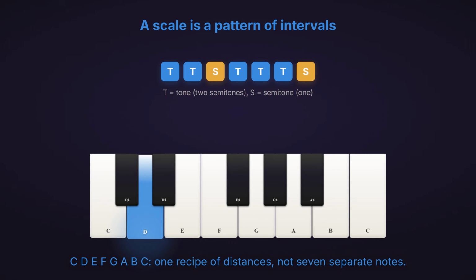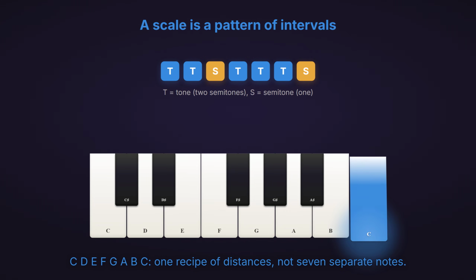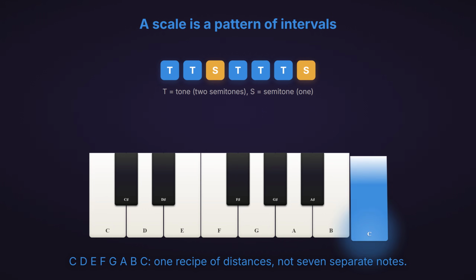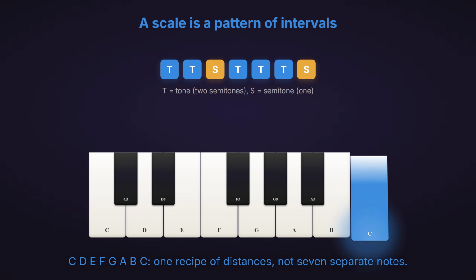Now walk that pattern up from C and listen. C, then a tone up to D, a tone up to E, a semitone up to F, a tone to G, a tone to A, a tone to B, and a final semitone back up to C. C, D, E, F, G, A, B, and home to C. Those 7 steps are exactly the recipe, no more and no less, and they give you the major scale you have heard 10,000 times without knowing its name.